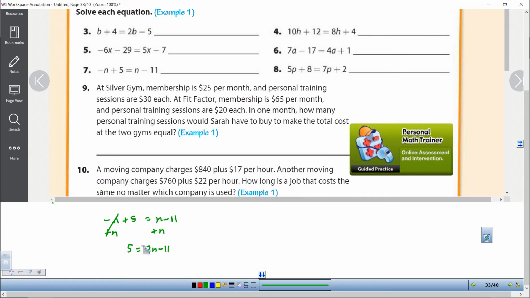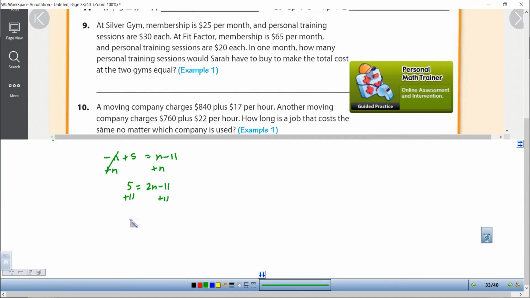So I'm going to do the opposite operations in the opposite order. They multiplied by 2 and subtracted 11. So what am I going to do? I'm going to add 11 first, giving me 16 equals 2n. 2n, Mr. Reeves. 16 is equal to 2n. And then I'm going to divide both sides by 2, and I get 8 is equal to n.